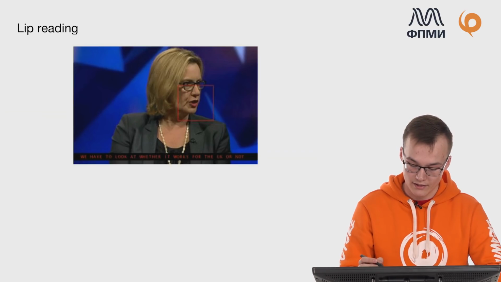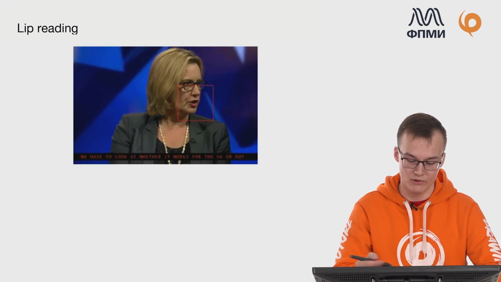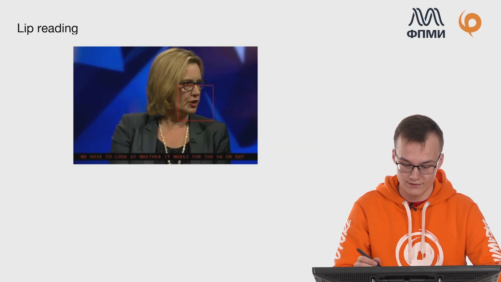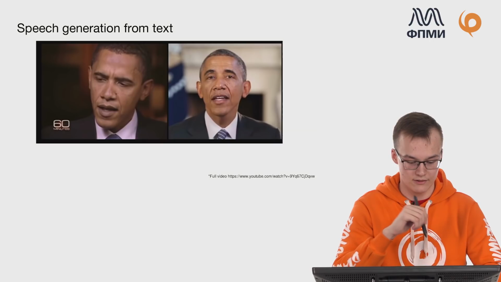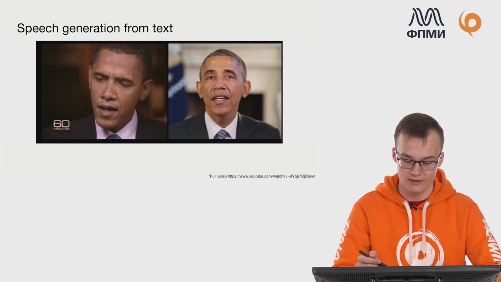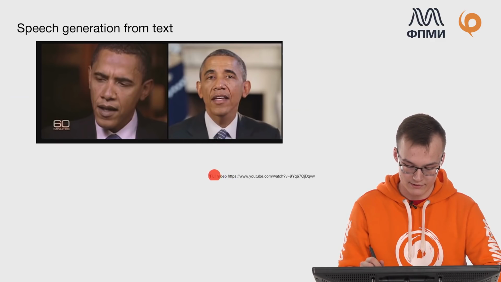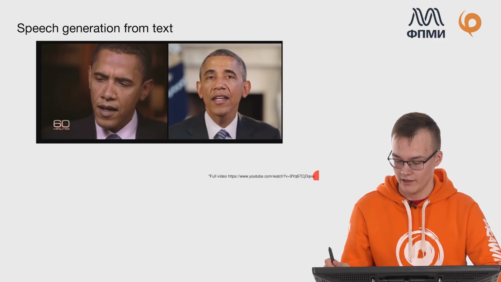Another interesting thing is lipreading. Using convolutional neural networks, we can generate text which some person says. Also, we can generate speech from text. If we have somebody's voice, for example, Barack Obama's voice, we can generate a believable video where he says these things. You can look at this technique in action at this link.